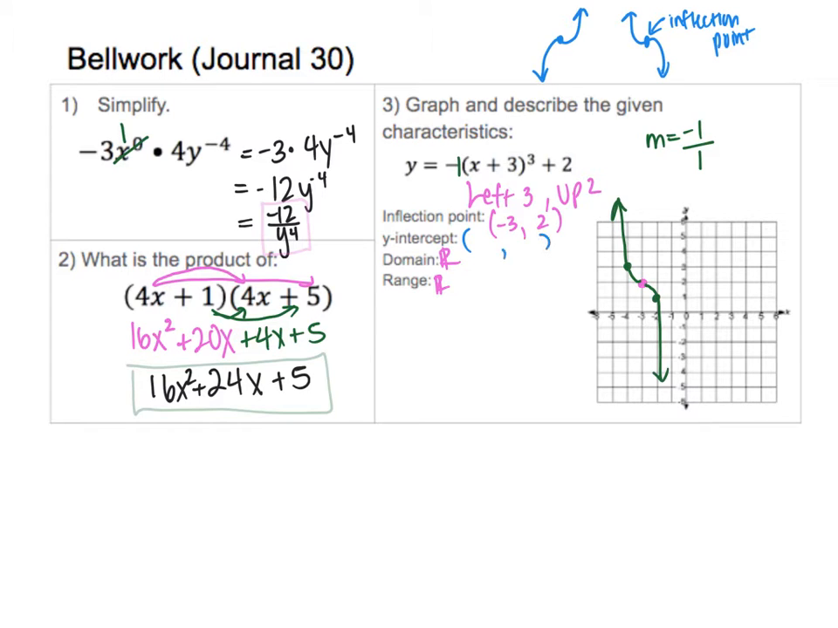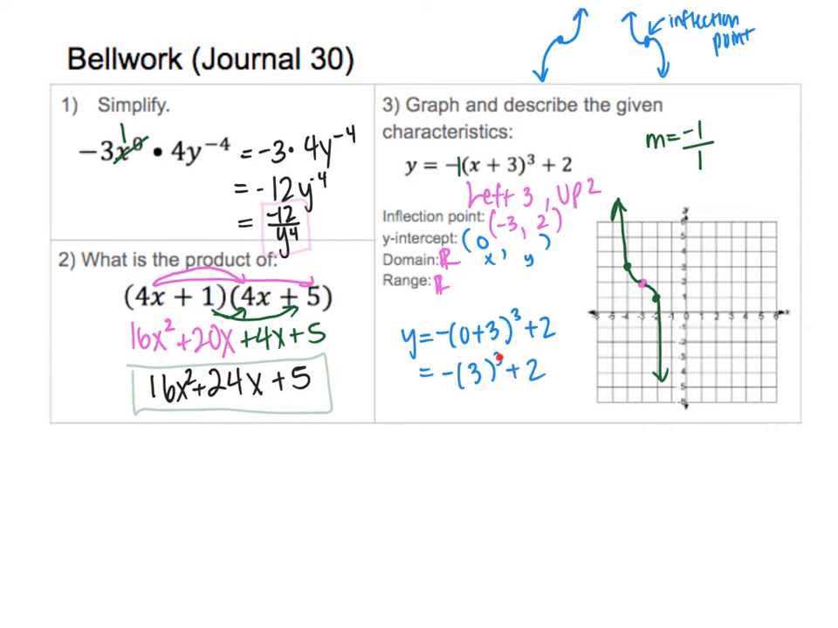So the y-intercept can be calculated if I plug in 0 for the x, and then I just have to find y. So if I'm looking for y here, I have to plug 0 into this equation and then work it out to find my y. So that's going to be -(0 plus 3) cubed plus 2. So then that's going to be -(0 plus 3), which gives you 3.